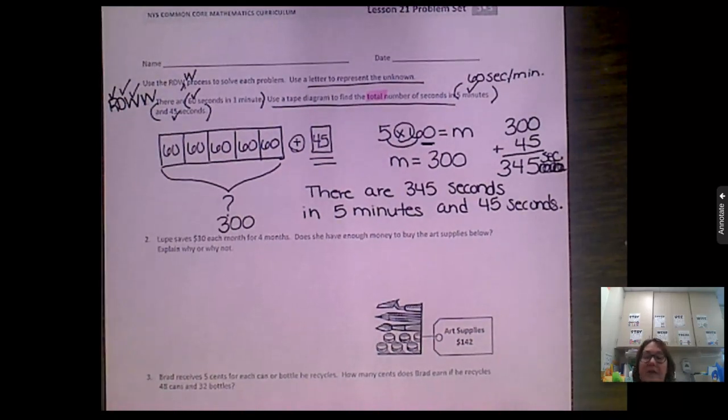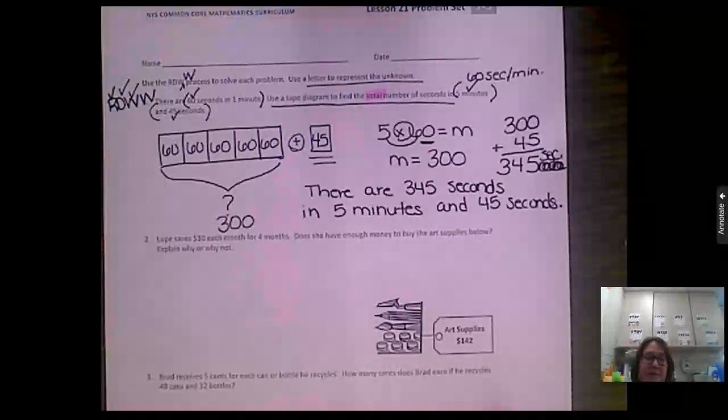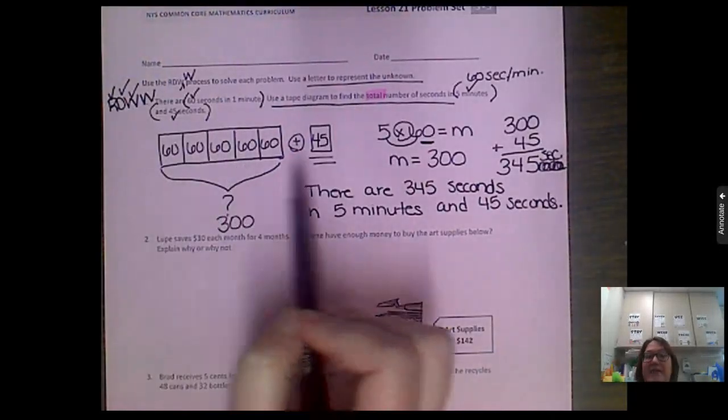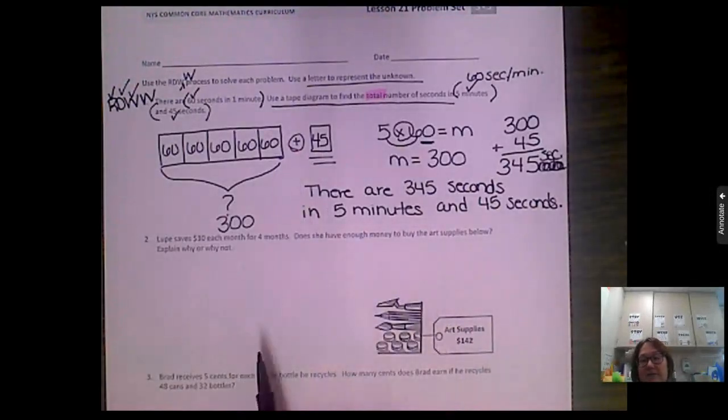Okay, so we had those 3 numbers in there, which is what made that a 2-step problem. We found the total number of seconds first in 5 minutes, and then we added that 45 seconds on after that. So not too shabby. Alrighty, you can pause it if you're finishing up, and then join me when you're ready for number 2.